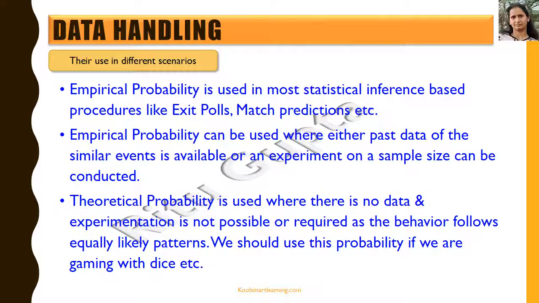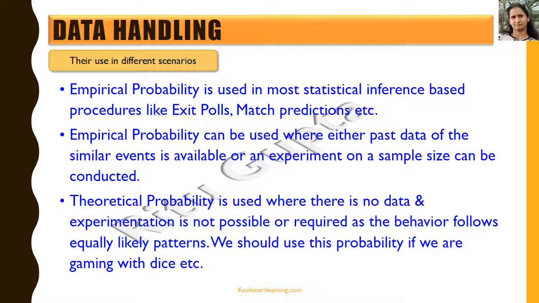Now, subjective probability involves human actions or behavior, and that is where we use empirical probability. So as we said, match prediction involves human actions, human behaviors, human skills, and that is where we use empirical probability.